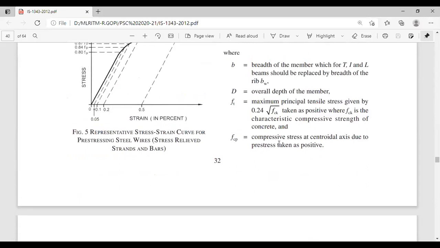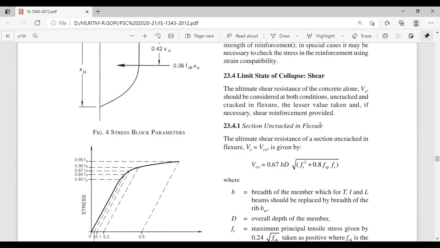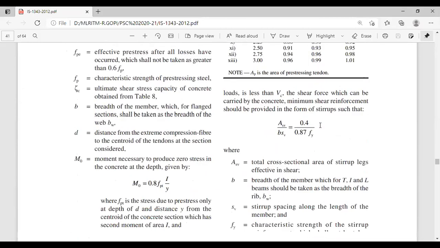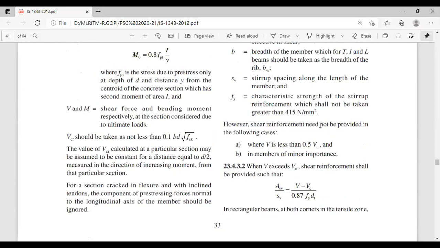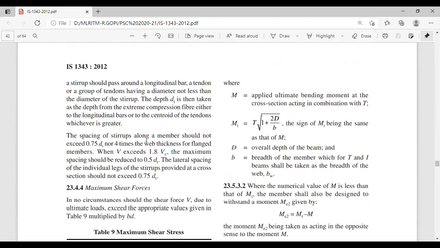Students, once you go through page number 32, limit state of collapse shear: section cracked in flexure, section uncracked in flexure, minimum shear reinforcement and its required formula, and the spacing limit formula, on pages 32, 33, 34. This is a very simple topic, and the problems are also very few. I think all of you understand the shear formulas. Now students, we will move to the PPT.